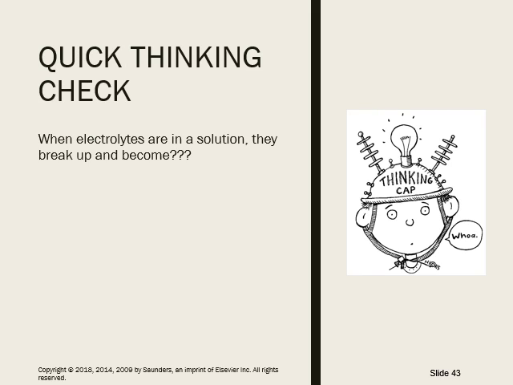Let's do a quick thinking check here. When electrolytes are in a solution, they break up and become what? Do you recall? The answer is ions. Again, when your electrolytes are in a solution, they break up and become ions. Remember that positive ions are referred to as cations. The negative ions are referred to as anions.